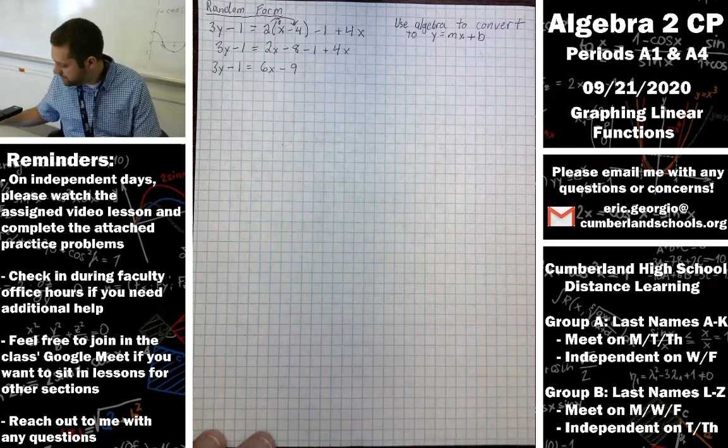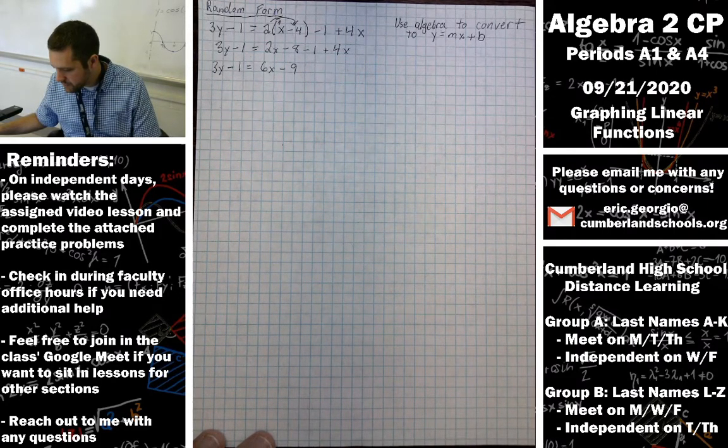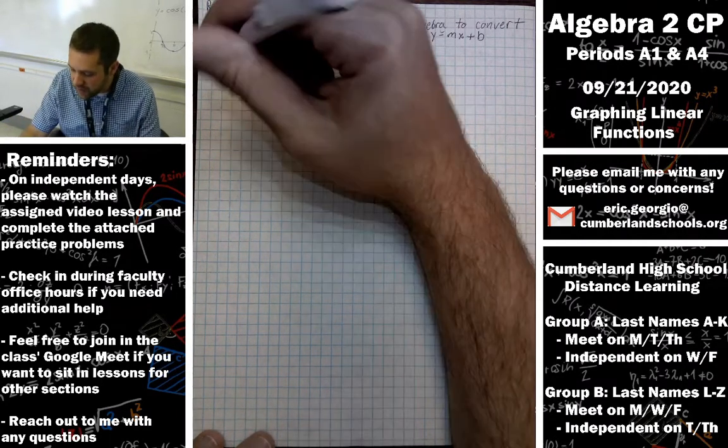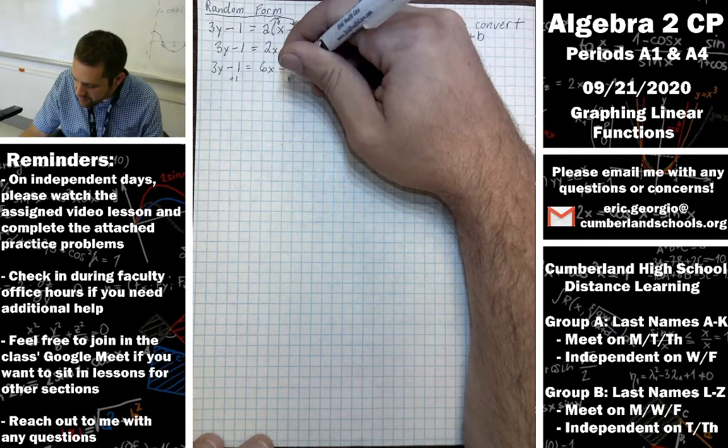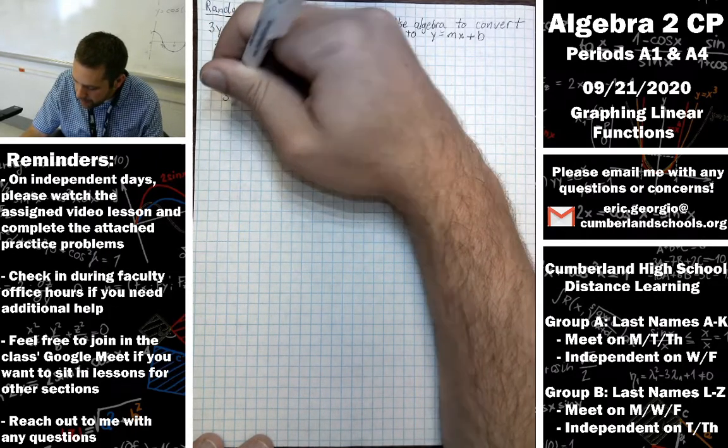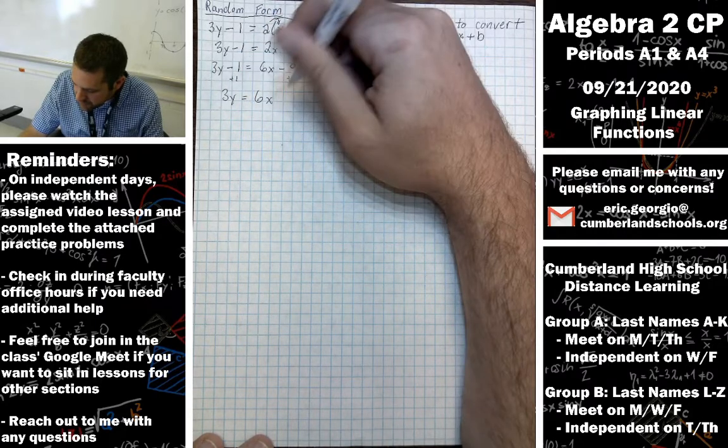Okay, does everybody see that? Now I can go forward from there. If I add 1 to both sides, I get 3y equals 6x minus 8.